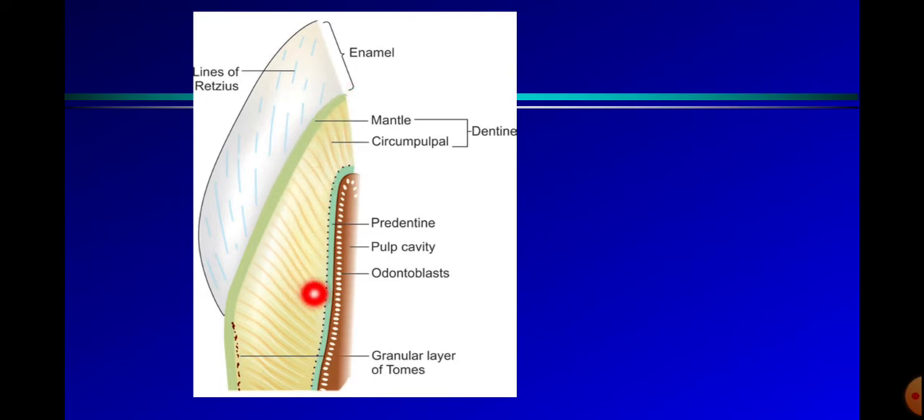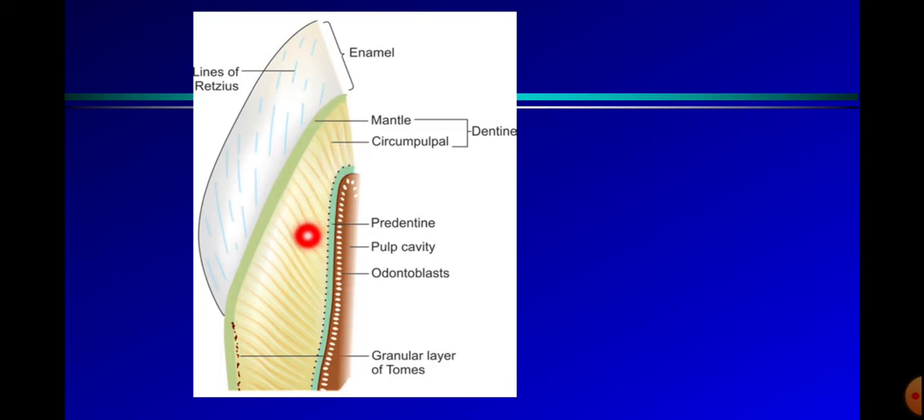This dentine is made up of a number of tubules. Here you can find the number of tubules. These are running in a specific manner, parallel with each other. They run from the pulp cavity up to the dentine in the crown, and from the pulp cavity up to the cementum in the root. So these are the dentine tubules.